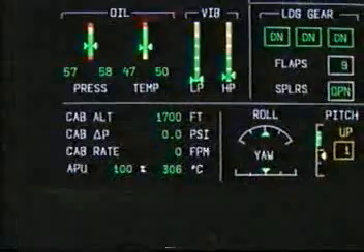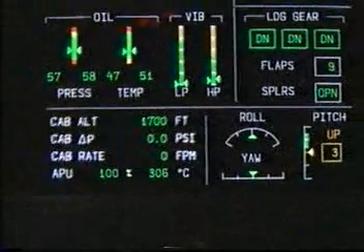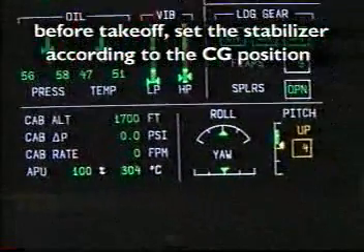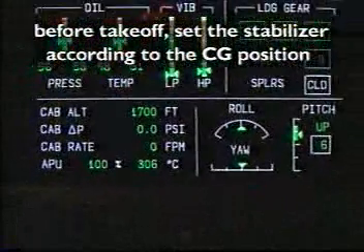A mistrimmed takeoff may result not only in higher than normal forces, but also insufficient control authority with full elevator deflection. Therefore, before takeoff, set the stabilizer to the required setting according to the CG position.